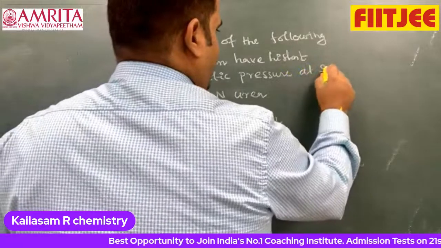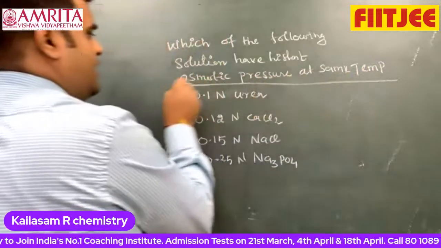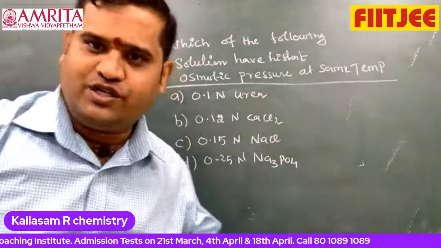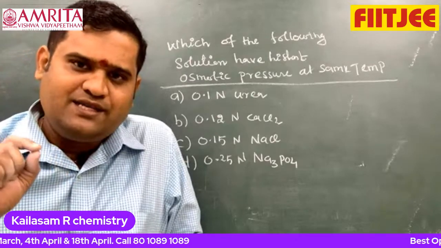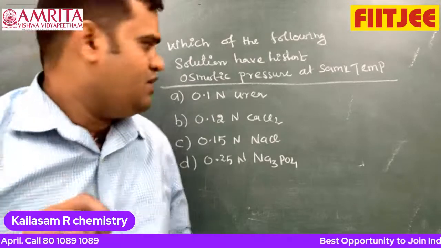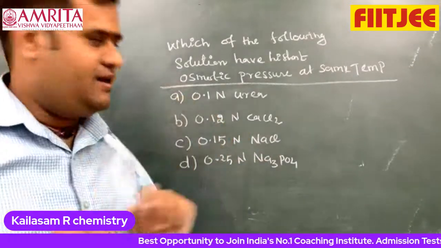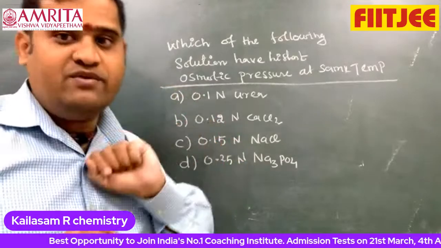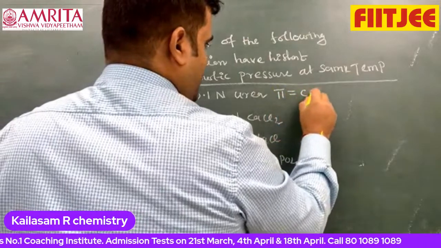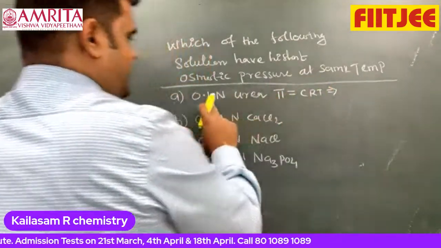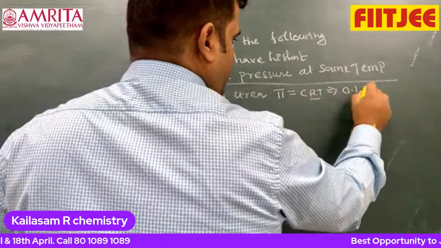At the same temperature, so how are we going to answer the question? The logic is what? Pi is equal to CRT. Now in these cases, C is the molarity. But here what is given is normality. In this case, pi is equal to CRT, because normality is equal to molarity. Therefore RT is constant, therefore 0.1 RT.